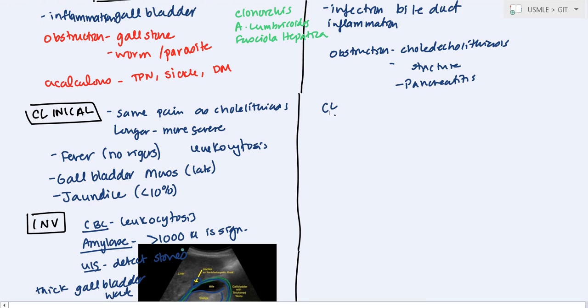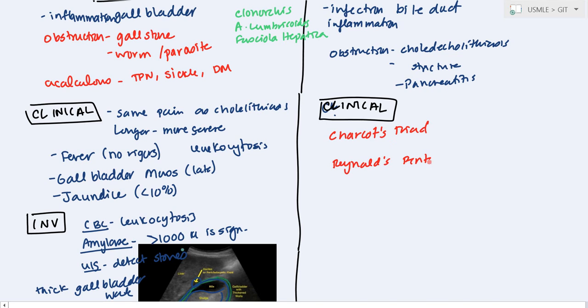Now, let's go on to clinical here. Clinically, what do we see? This has very famous symptoms called Charcot's triad, and then there's also Reynolds' pentad. So what is Charcot's triad? Basically, if you have a patient who has right upper quadrant pain, fever, and jaundice, that's most likely going to be cholangitis.